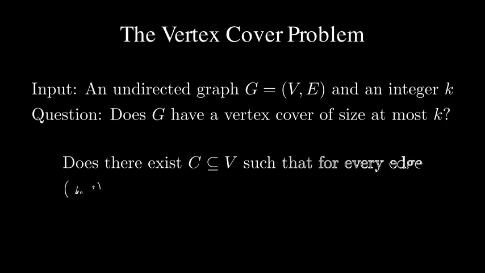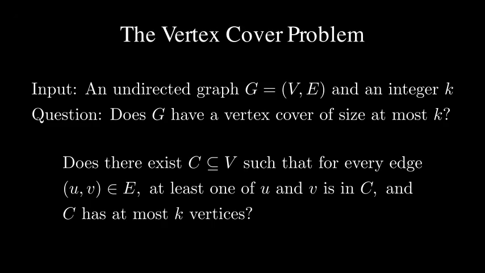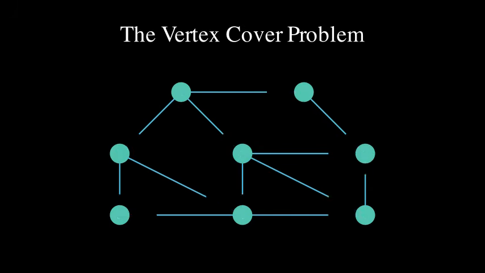A vertex cover is a set of vertices in the graph, such that every edge in the graph is incident to at least one of the vertices, meaning that at least one of the endpoints of every edge belongs to this set of vertices. Consider the following graph as an example.